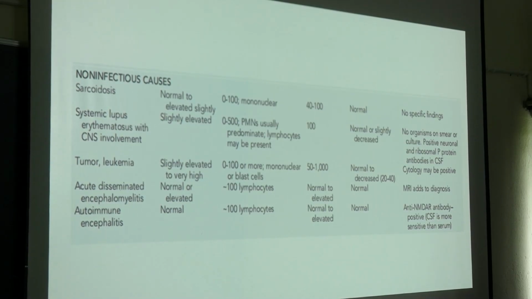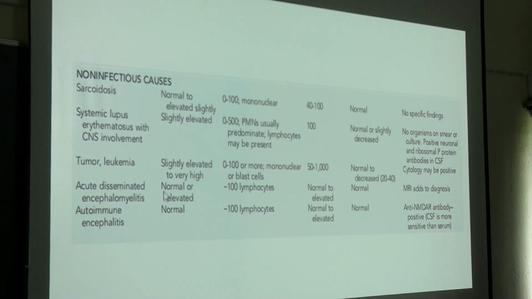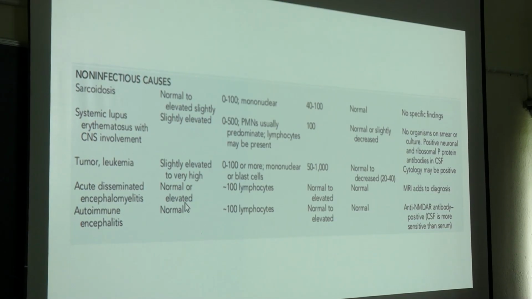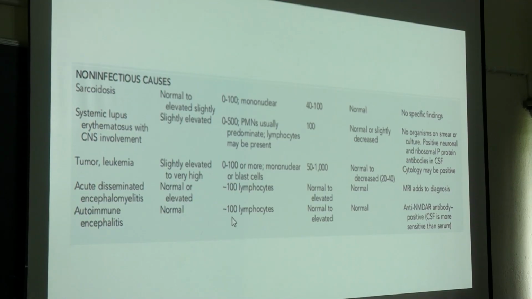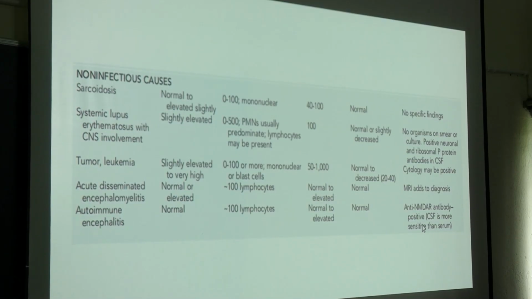In autoimmune encephalitis, these are some non-infectious causes where we do lumbar puncture for diagnostic purpose. One is sarcoidosis, SLE, tumor, acute disseminated encephalomyelitis or ADEM. Another is acute encephalitis. There are several acute encephalitis syndromes, non-infectious causes. One of the most common causes of acute encephalitis syndrome is NMDA receptor antibody positive encephalitis.